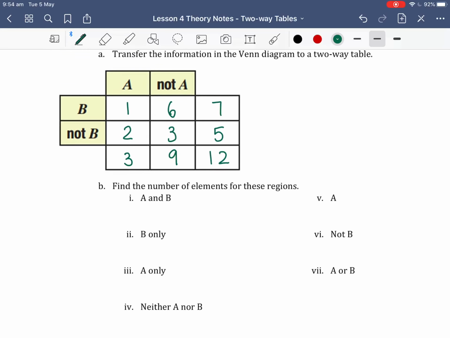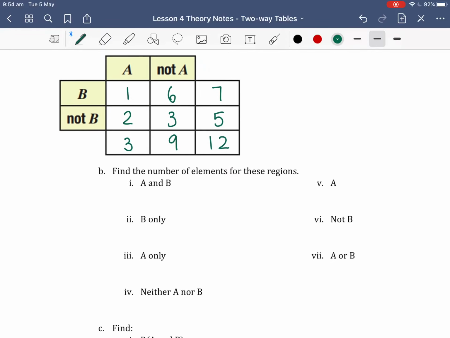Part B says find the number of elements for these regions. So A and B. So that's in both A and B. That's our overlapping section, our light blue section there, which is 1. So that equals 1. For B only, that would be the B not A, so that will be 6. For A only, that will be A not B, so that is 2. For neither A nor B, that will be 3.